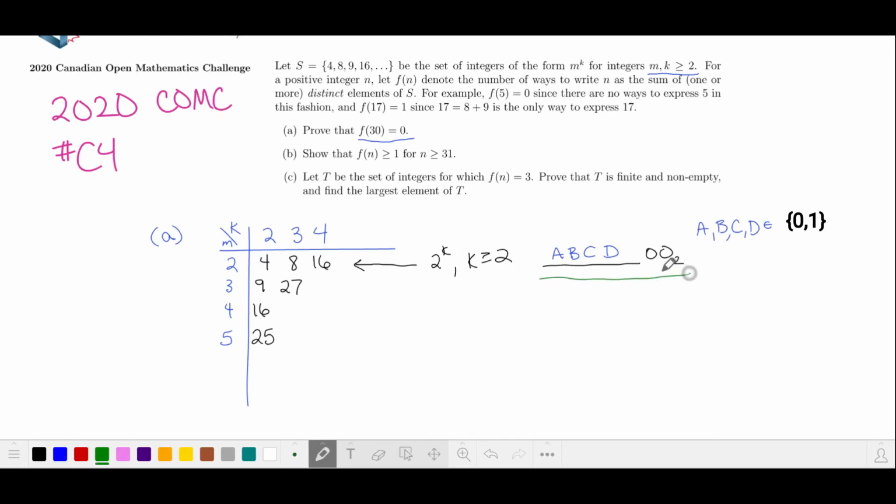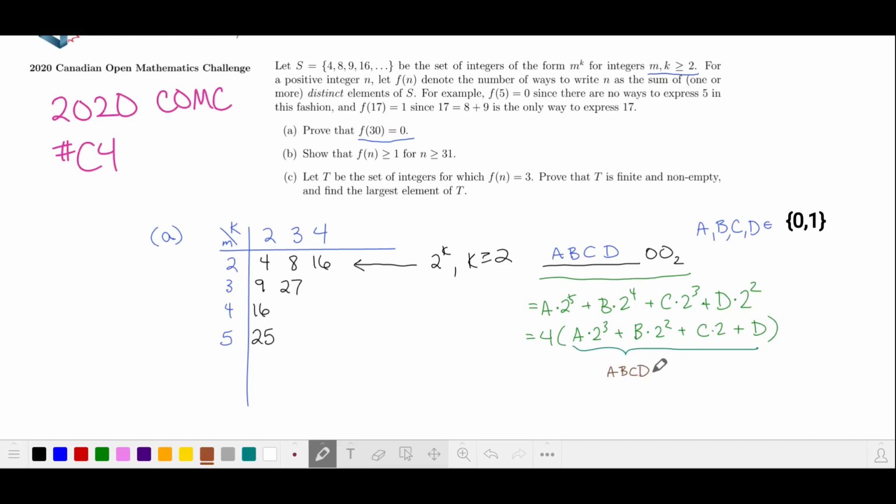If we write this number in base 10, we'll have A times 2 to the 5th, B times 2 to the 4th, C times 2 cubed, and D times 2 squared. We can factor out 4. Inside the parentheses, we can write this as a 4-digit number in base 2. These are all the numbers from 0 to 15. So we can add any combination of these first row numbers to get all the multiples of 4.